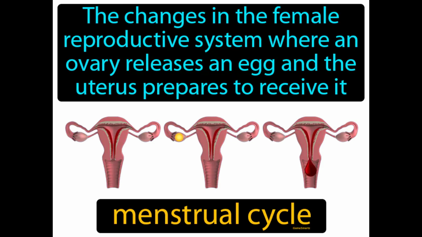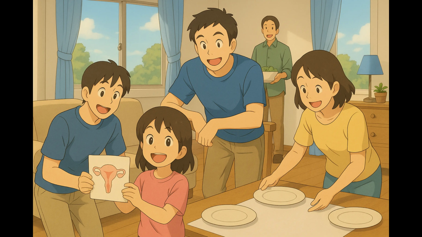The changes in the female reproductive system, where an ovary releases an egg and the uterus prepares to receive it: menstrual cycle. The menstrual cycle is a monthly process where a woman's body prepares for pregnancy by developing an egg and lining the uterus. Imagine you're planning a big dinner party at home.